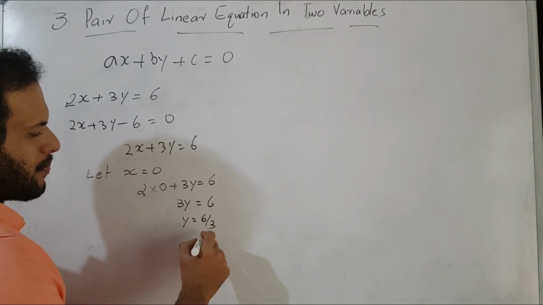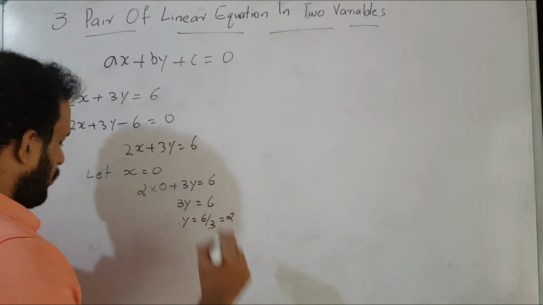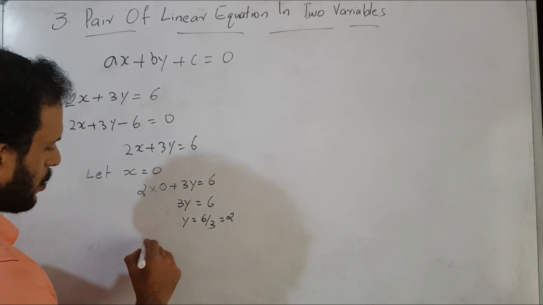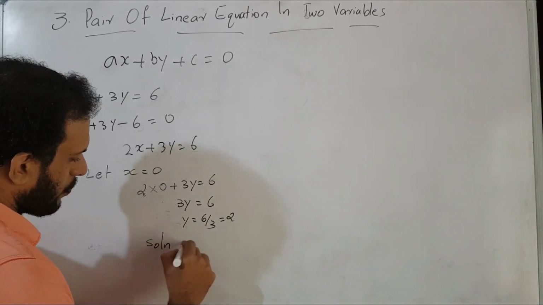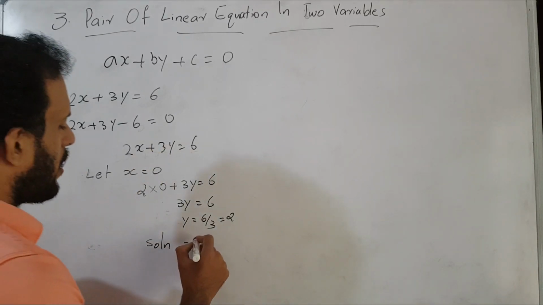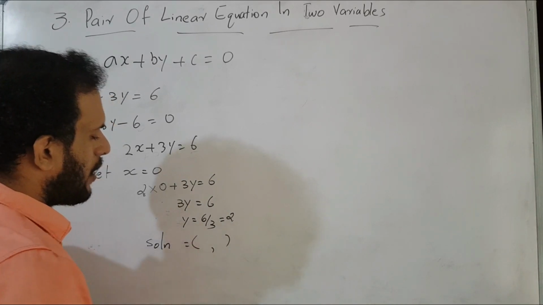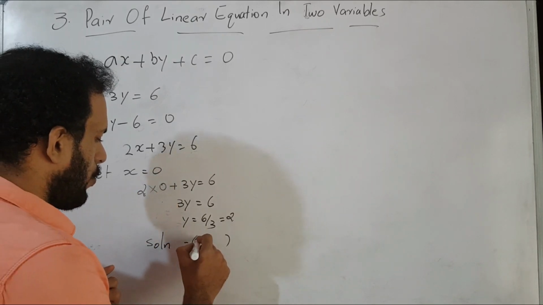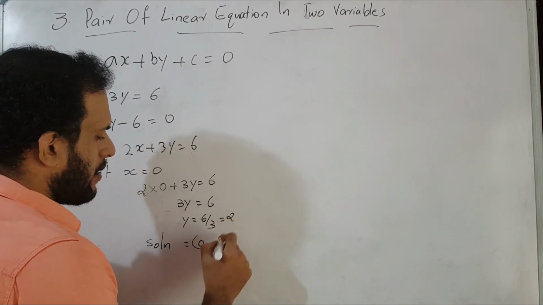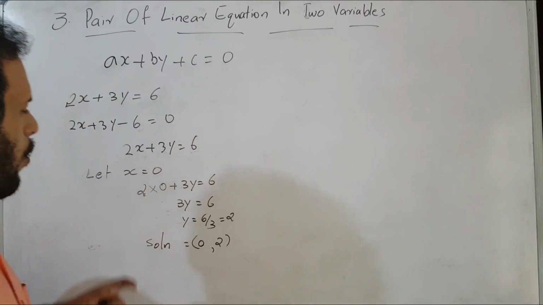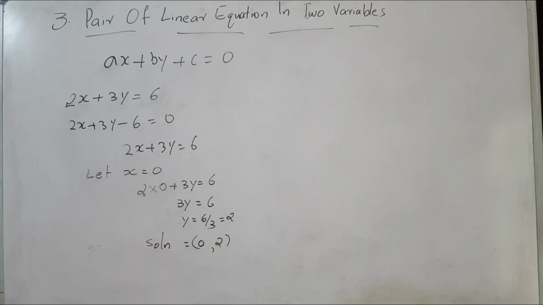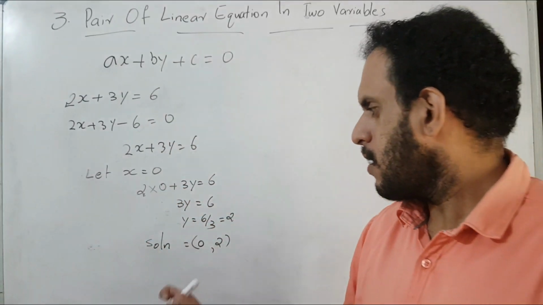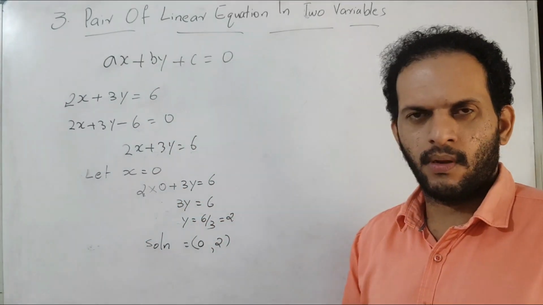6 by 3, what is 6 by 3? It is equal to 2. Then what is the solution? The solution is a coordinate form, a pair of values. Which value do we write first? We write the x value, 0. Then the second, the y value. So one solution of this linear equation 2x plus 3y is equal to 6 is (0, 2). Correct?